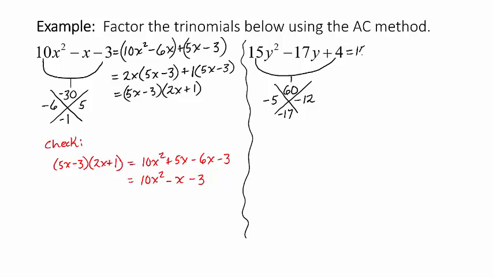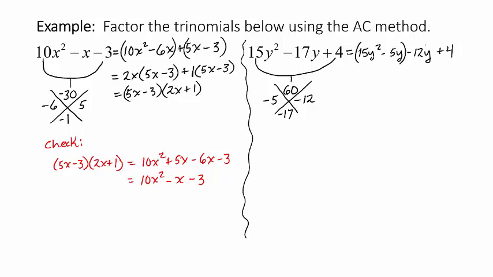All right, so we're going to rewrite the middle term. So we've got 15y squared minus 5y minus 12y plus 4. When we do the factor by grouping, you're going to get the same result whether we have minus 5y minus 12y or minus 12y minus 5y. And in this case, because they're both negative, it doesn't matter which order at all. We're going to have the same algebraic steps to do here.